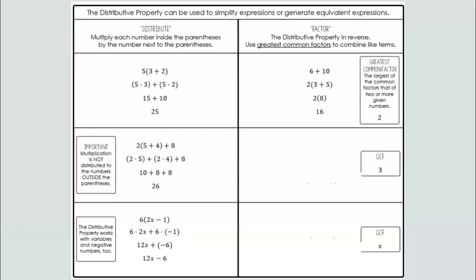The next one uses the greatest common factor of 3. We have negative 3x plus 9y. Both share the factor of 3. So if we divide negative 3x by 3, we get negative x. 9 divided by 3 is 3 and stays attached to the y. So inside the parentheses, we would have negative 1x, or you could write that just negative x, plus 3y.